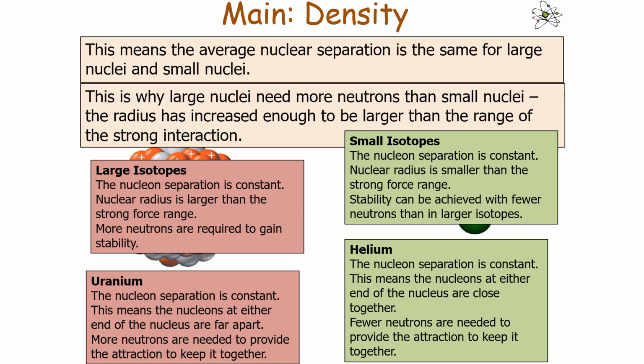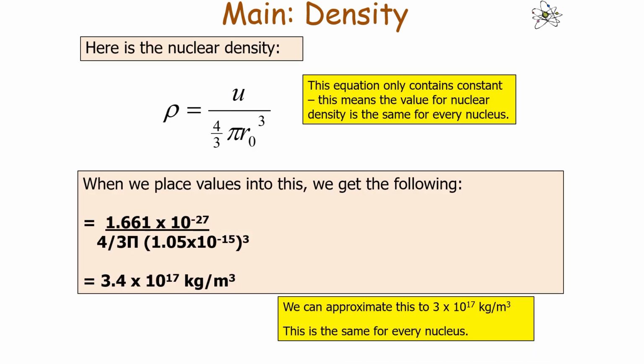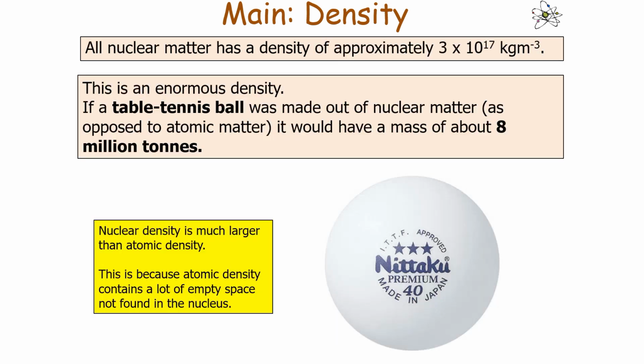So if we actually look at our equation for nuclear density, ρ equals m over 4/3 π r0 cubed, we can place values into this particular equation and we get out the following. We get that our nuclear density is 3.4 times 10 to the 17 kilograms per meter cubed. So we can approximate that every nucleus has a nuclear density of 3 times 10 to the 17 kilograms per meter cubed. So this is actually an enormous density.